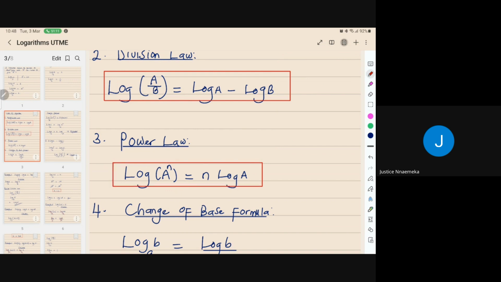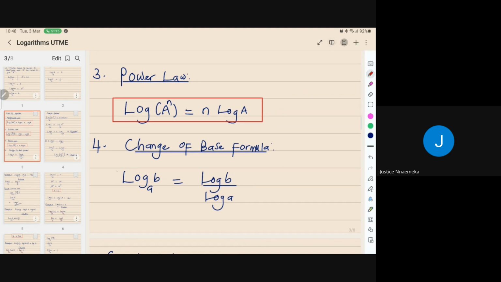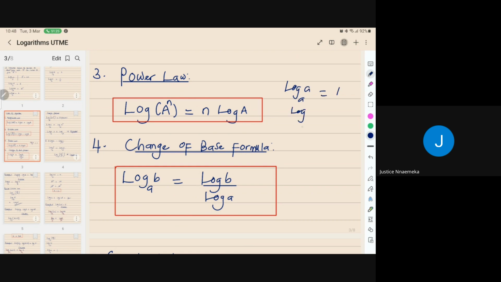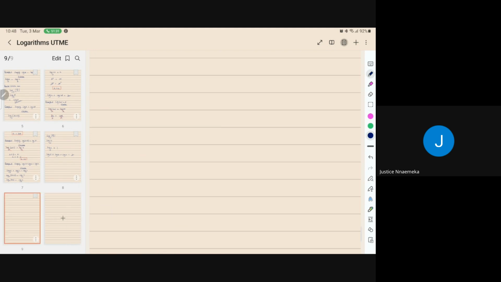This is the power law. But then I think I omitted something very interesting, something very powerful. So these ones are also included. But then we omitted that log A A is going to give me 1. Log B B is equal to 1. So log of the same base is going to give us 1.